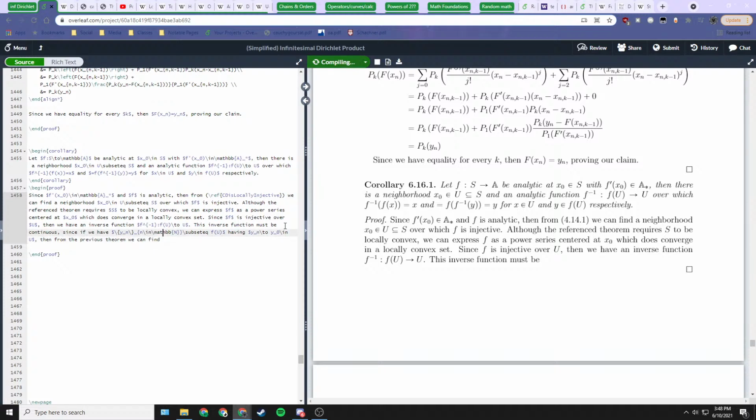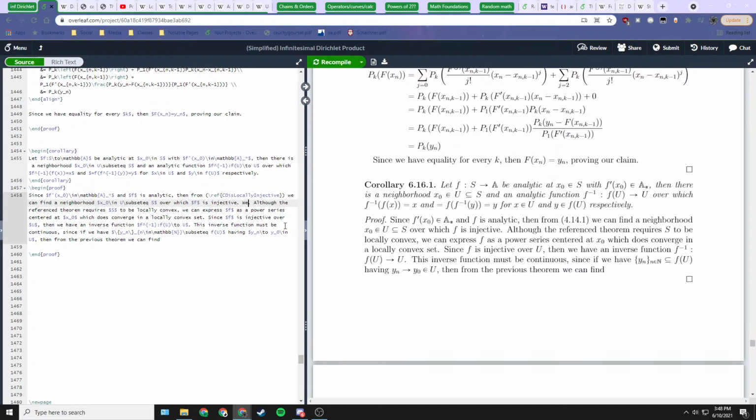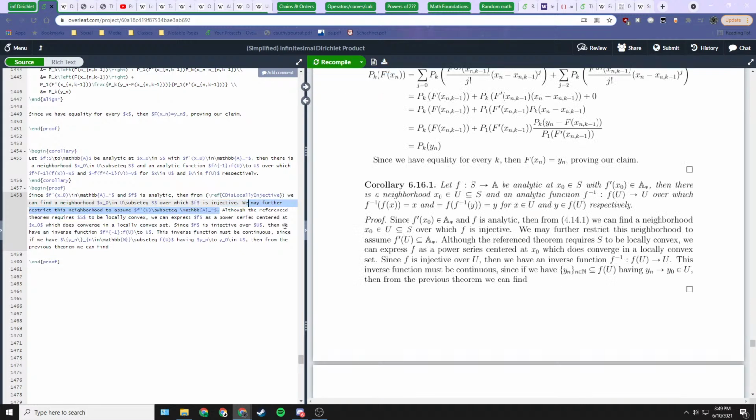actually we want to restrict this further. We want to have this neighborhood to assume f prime of U is a subset of A star. Let's put this after our note.